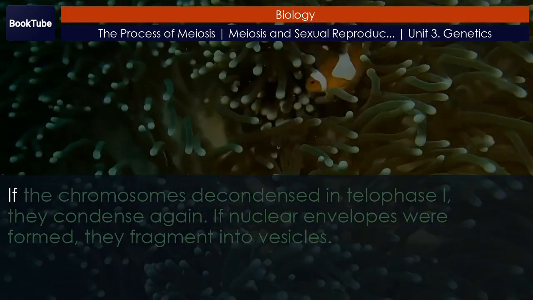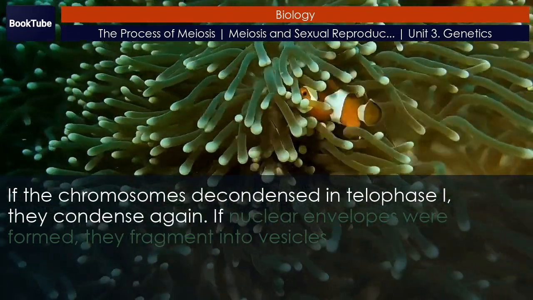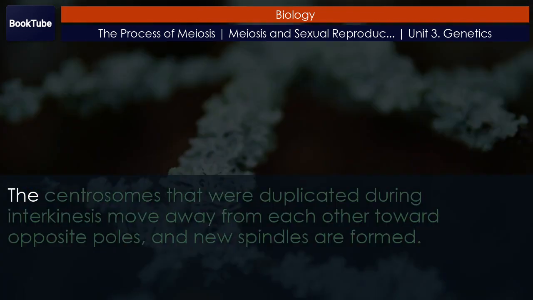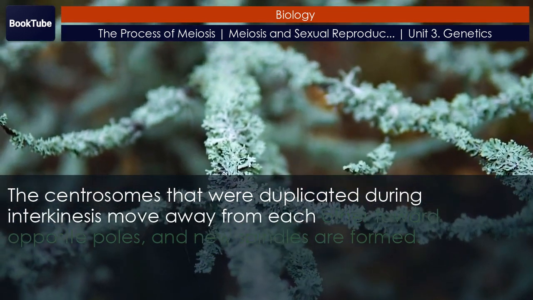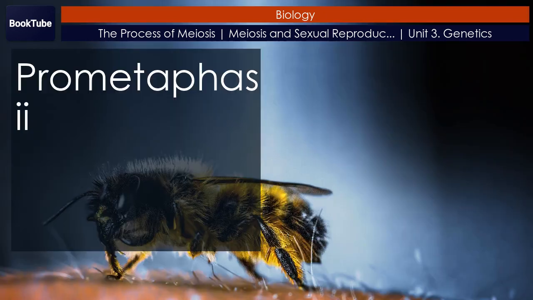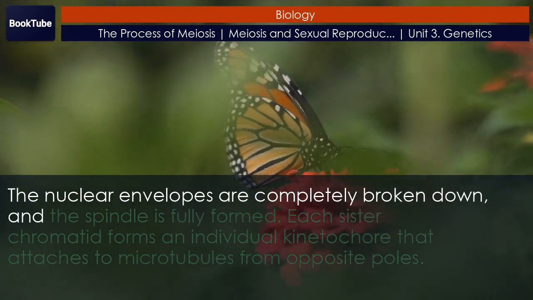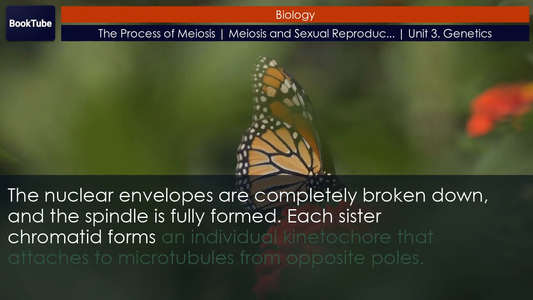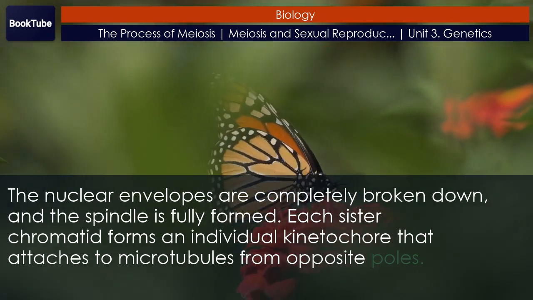Prophase II. If the chromosomes decondensed in telophase I, they condense again. If nuclear envelopes were formed, they fragment into vesicles. The centrosomes that were duplicated during interkinesis move away from each other toward opposite poles, and new spindles are formed. Prometaphase II. The nuclear envelopes are completely broken down, and the spindle is fully formed. Each sister chromatid forms an individual kinetochore that attaches to microtubules from opposite poles.